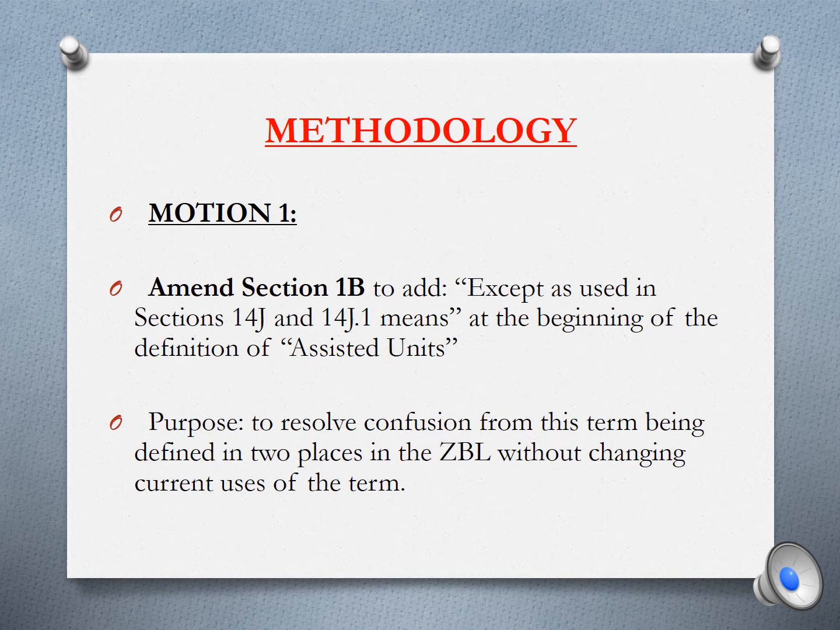Motion 1. This motion covers a specific definition that is defined twice within the zoning bylaw. Assisted units has a basic meaning when it is used throughout the bylaw but carries technical connotations when it appears in Section 14J and 14J.1, our Smart Growth Overlay District. This proposed change, inserting the words "except as used in," accommodate both uses of the term.